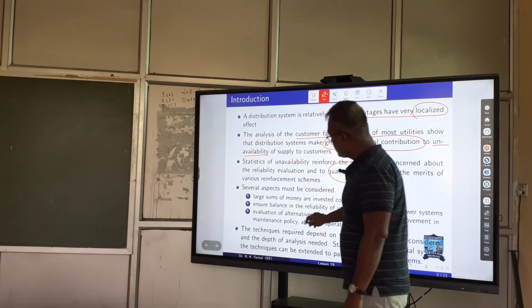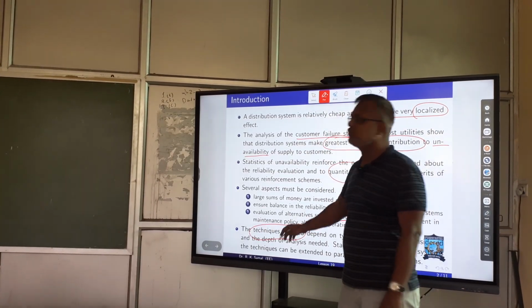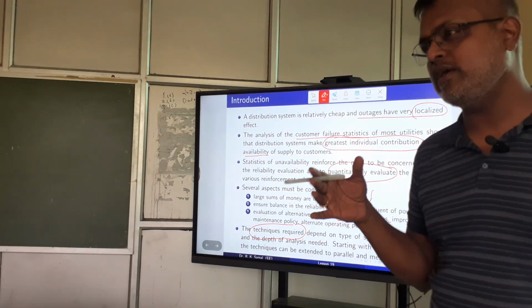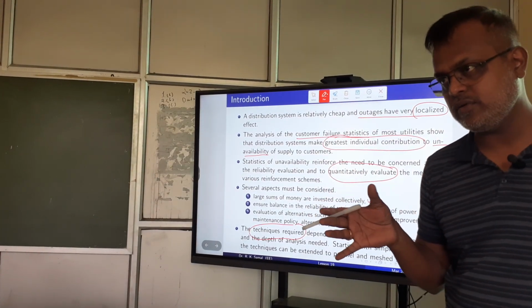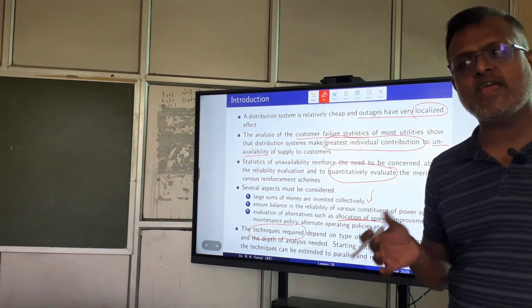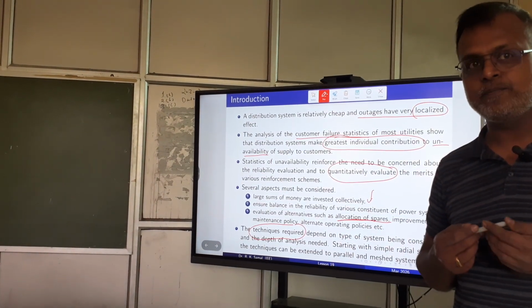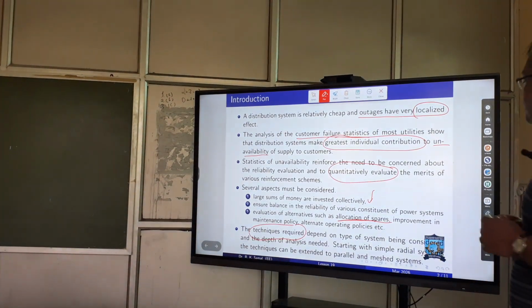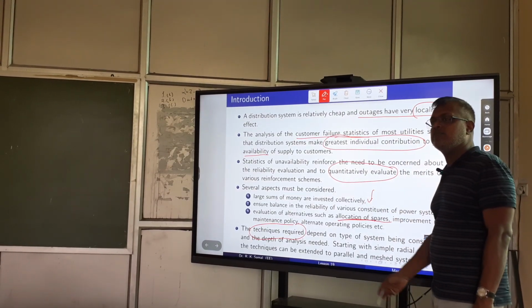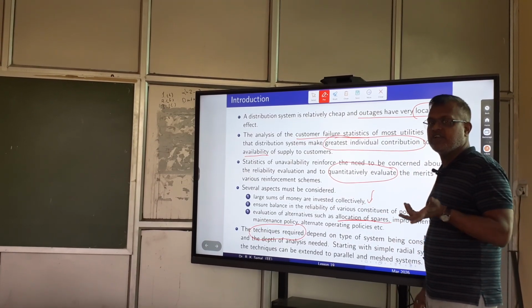Now the question is what techniques we are going to use. In generation we use the LOLE concept, all these concepts. The probabilistic approach. The other one was the frequency duration approach. The same thing we apply for transmission systems also, right? But for distribution systems, these are different, and they also differ depending on whether the system is radial or mesh.